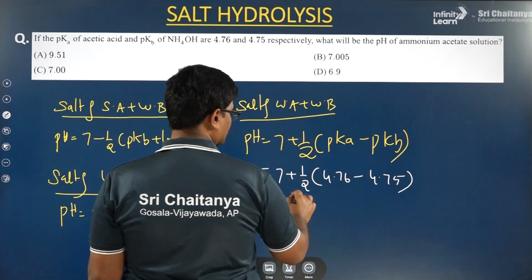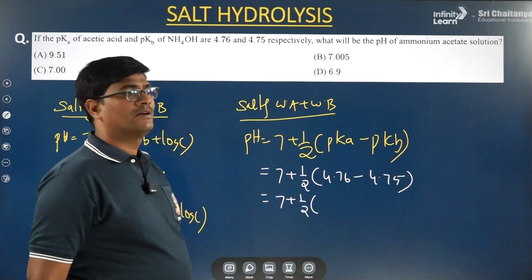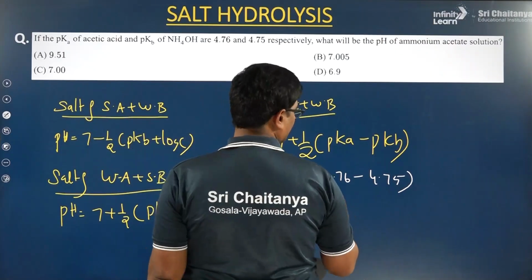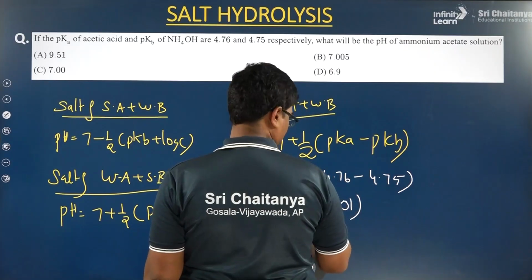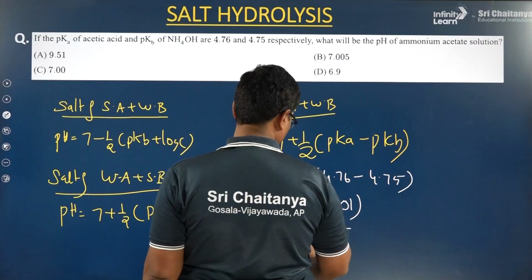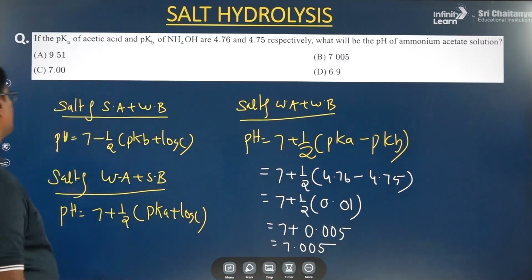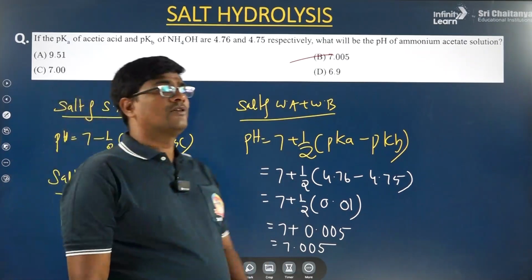If you substitute the data, it is 7 plus half of 4.76 minus 4.75. What is 4.76 minus 4.75? That is 0.01. So, 7 plus 0.005 we will get. What is its value? 7.005. So, that is the right answer. Therefore, the right option is option B. You get it like this. Let us go for the next question.